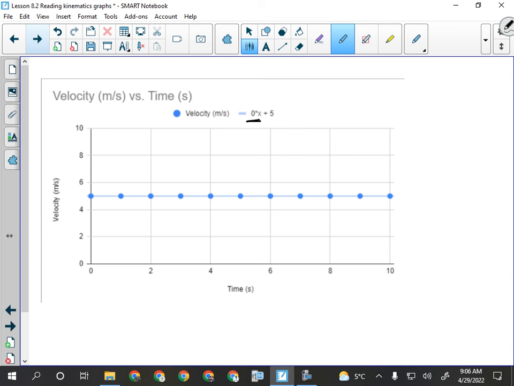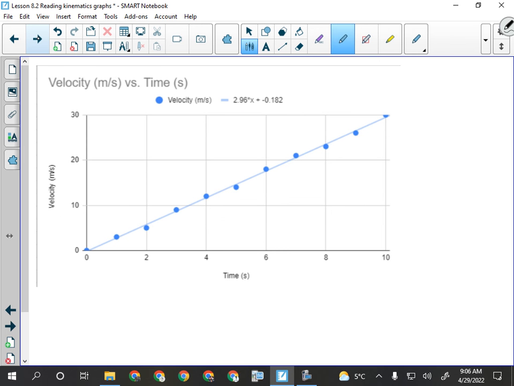50. Okay, we know they're running at a constant velocity of 5 meters per second for 10 seconds, right? D equals 5 times 10 seconds, 50 seconds. Okay, everybody all right with that? All right, what's this object doing?